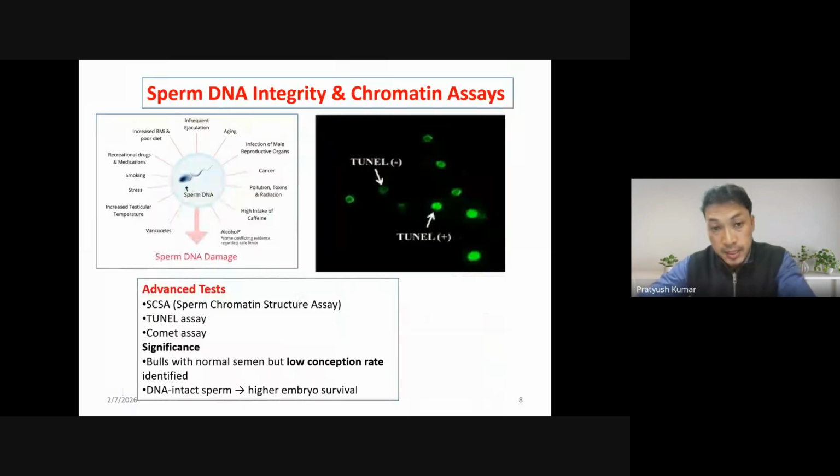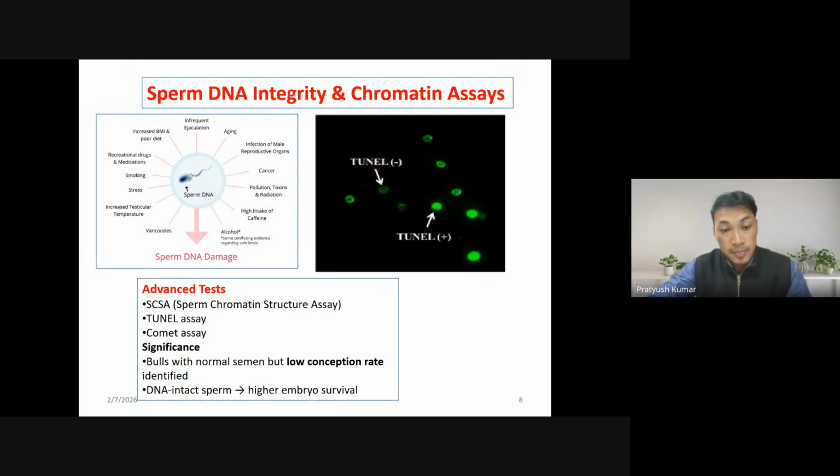And sperm DNA integrity. DNA is the whole core of the sperm. The whole head is occupied by DNA. To exchange the genetic material, the sperm head is responsible, meaning the DNA, the genetic material to be transferred. For this, advanced tests like SCSA (sperm chromatin structure assay), TUNEL assay, and comet assay can be done for sperm DNA integrity.